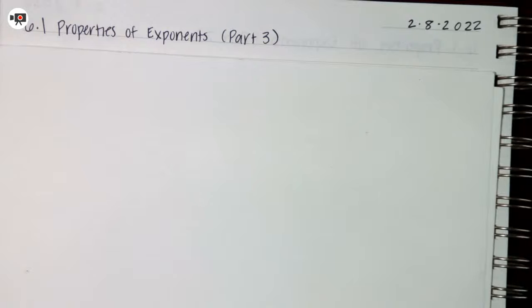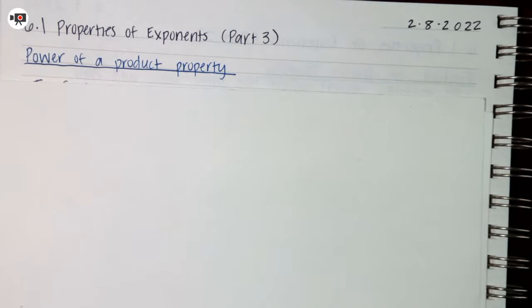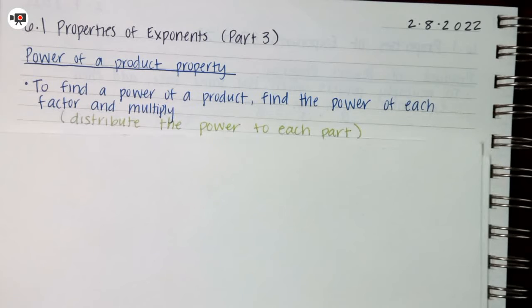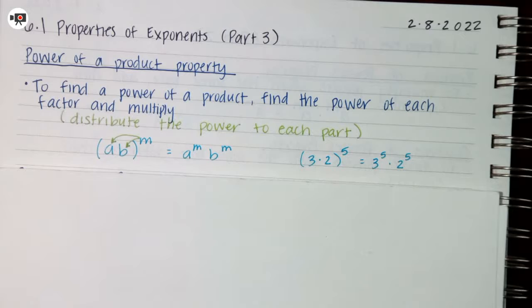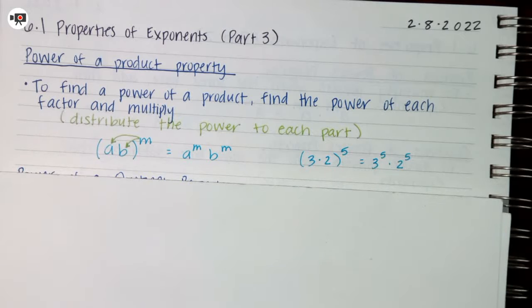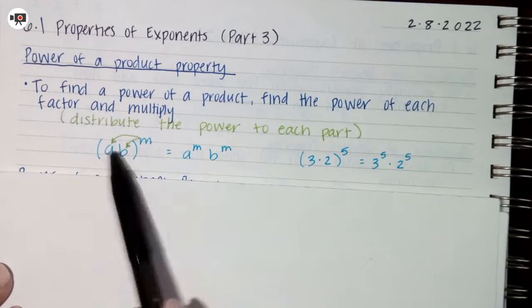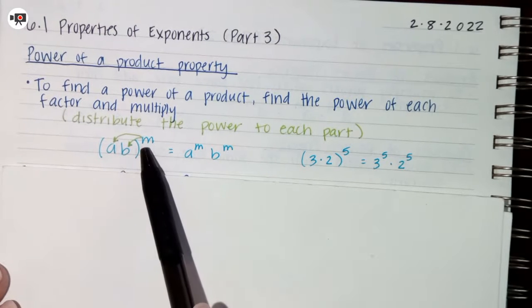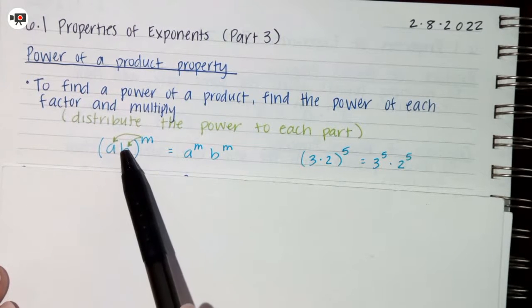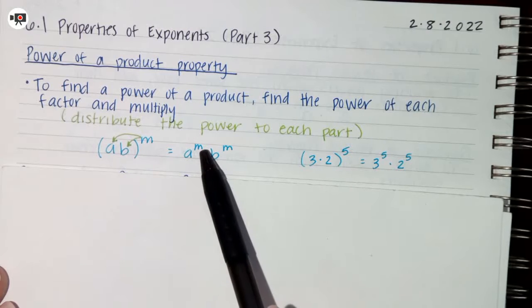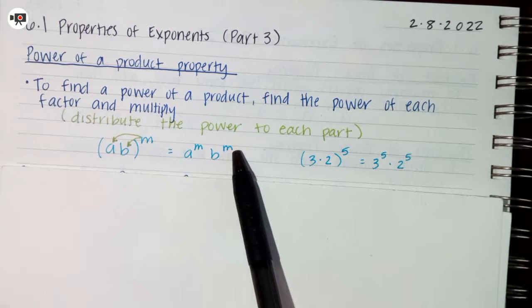This is 6.1, Properties of Exponents, Part 3. We have the power of a product property, and this says to find a power of a product, find the power of each factor, and then multiply. So you're going to distribute the exponent to every part inside of the parentheses. So if I have a times b raised to the m power, this m will get distributed to each part to be a to the m and b to the m.